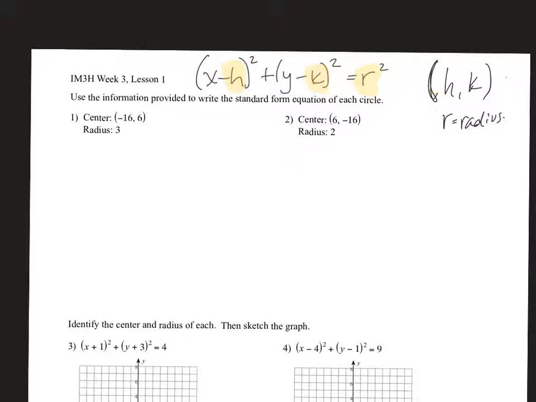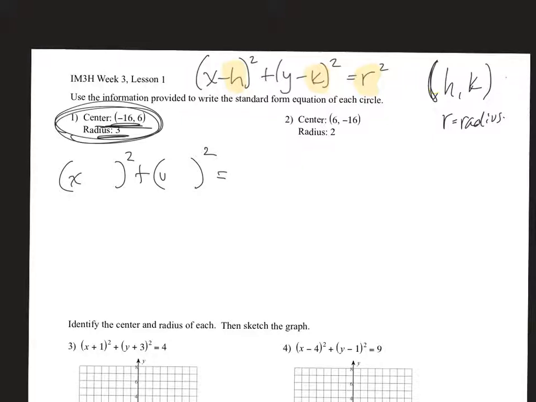So let's take a look at example number 1 right here. Okay, so they've given me a center and they've given me a radius. So here's what I call the skeleton of the problem. I just need to fill in some numbers. I know for sure that there's going to be an x there and there's going to be a y there. What I need to have here, minus the x part of the center, which is 2 negatives. And over here, I'm going to have the y part of the center. And over here, I'm going to have the radius. I just can't forget to square it.